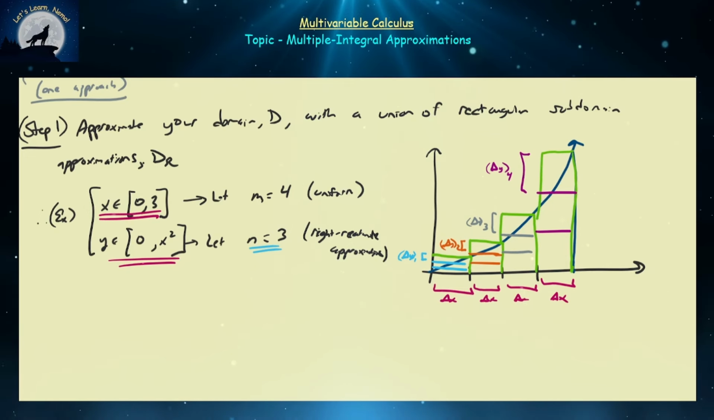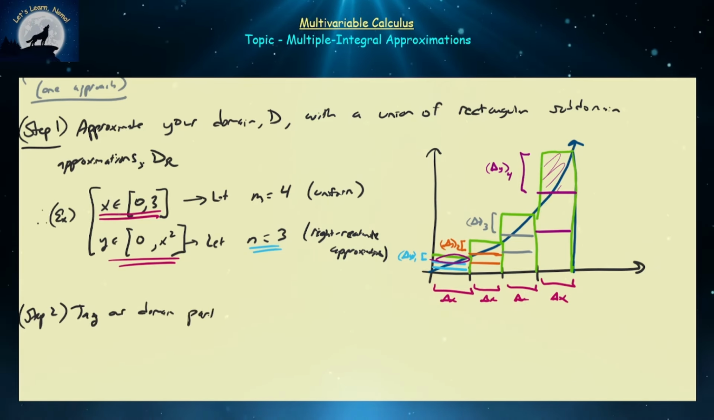Now, you can obviously see the downside with this approach, because as our domain height gets larger and larger, this region right here is going to be an over-approximation compared to the smaller one, where it's a smaller but still over-approximation for our domain. But as m and n go to infinity, that error should converge to 0. Right? So once we have this, now we're going to tag our domain partition.